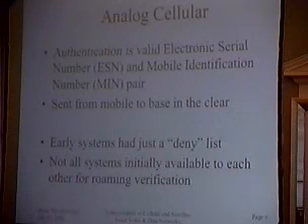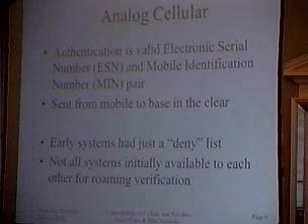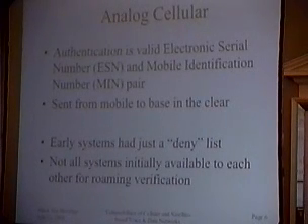Early on in the deployment of analog systems, there wasn't even a list of valid. All they had was a list of invalid. These were the people who didn't pay their bills. And so the quickest way is just to make a blacklist and deny them, but basically accept everybody else.